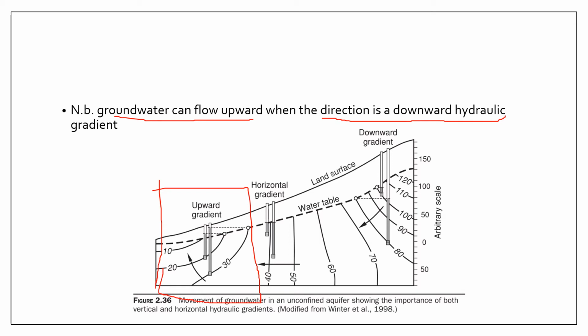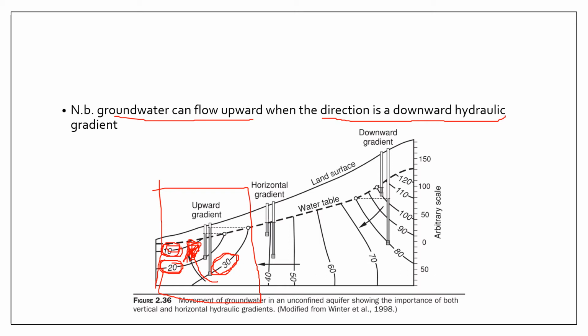You have here a hydraulic head of 30 meters, and then at this part you have hydraulic heads of 10 and 20. So at this point the hydraulic head is actually decreasing as you go upward. That will allow your groundwater flow to move upward or uphill.